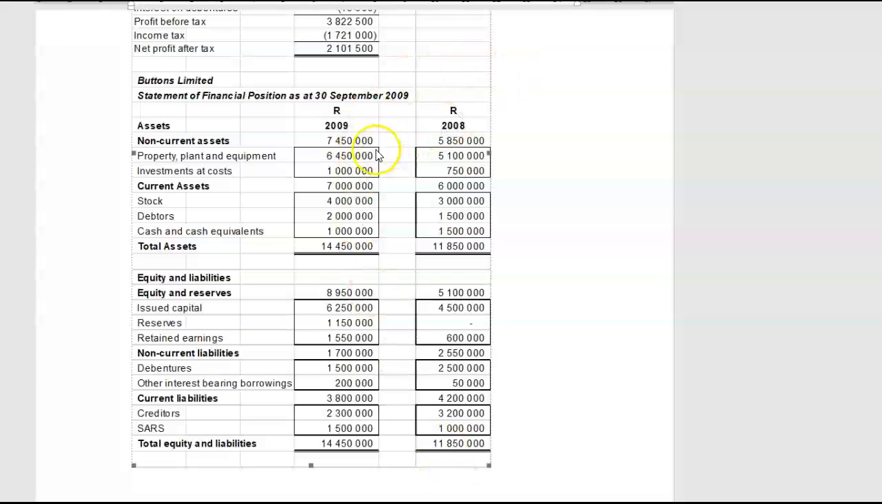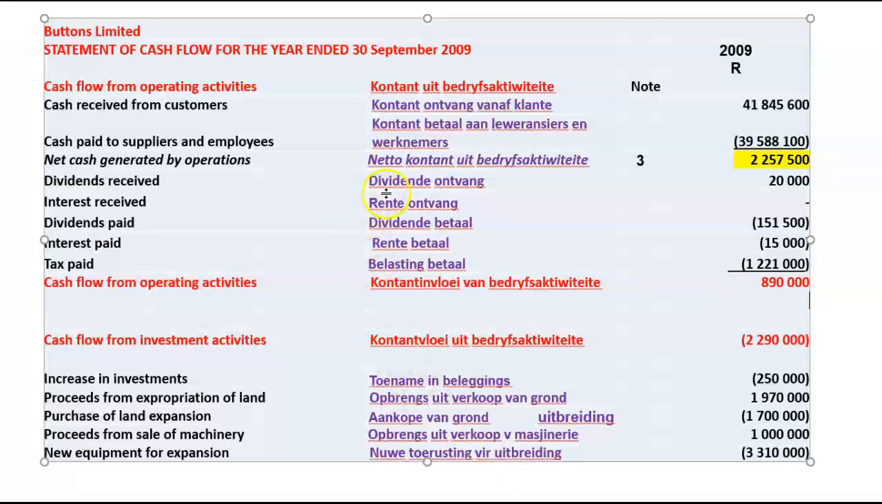Now we have already completed quite a few of them. Here we had investment at cost, and you can clearly see this is our silent partner. They don't talk about that ever again, but you should have seen that there was an increase of 250,000. So that is that increase in investments of 250,000. Proceeds from the expropriation of land we've already completed. Purchase of land and buildings we've already completed. Proceeds from the sale of machinery we've already completed. And then our new equipment for expansion purposes we have already completed there.